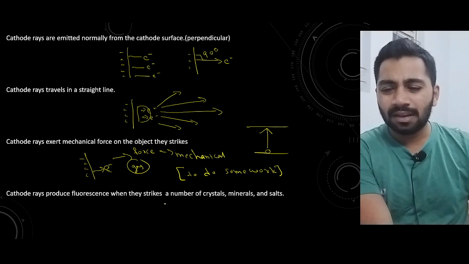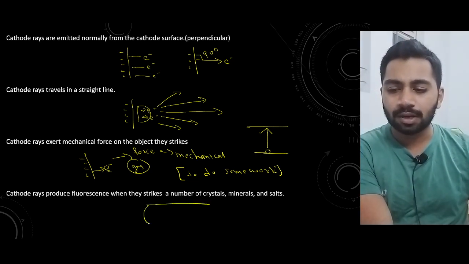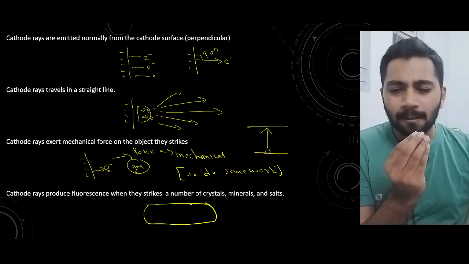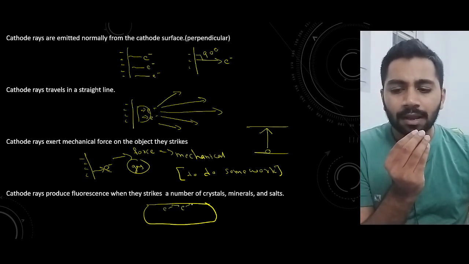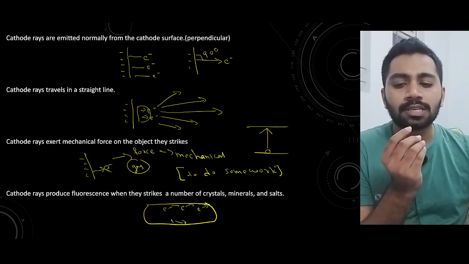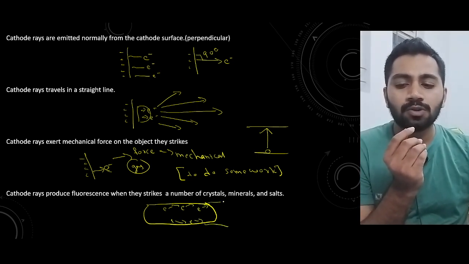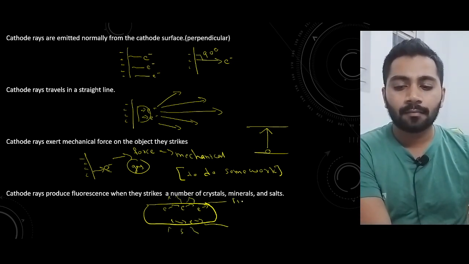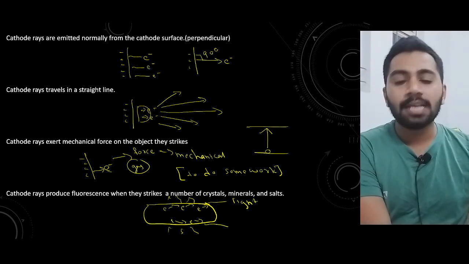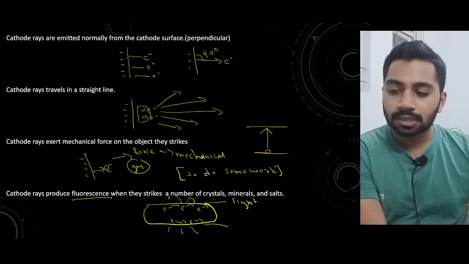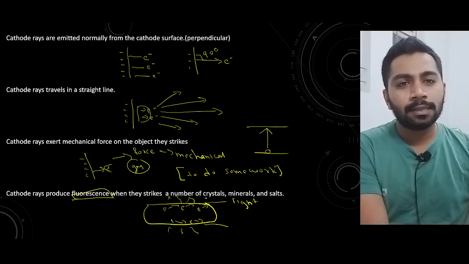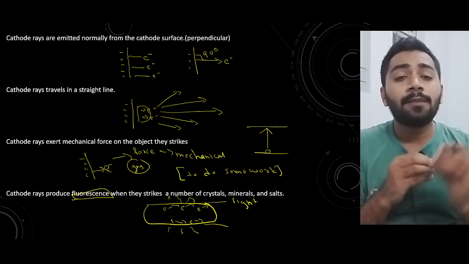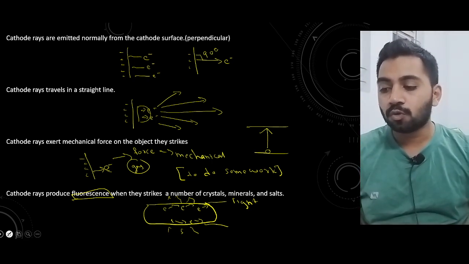See, very simple. Now if this is your glass made up of some material, whenever cathode rays, a beam or stream of electrons, strike the surface, it produces light, which is known as fluorescence. Totally, this point is telling that whenever cathode rays strike any crystal or salt or mineral, they will produce some light energy. Very simple.